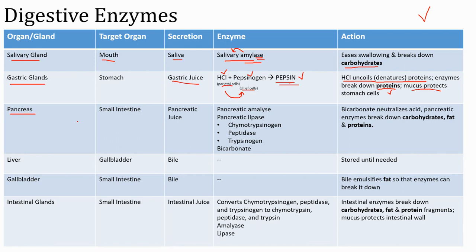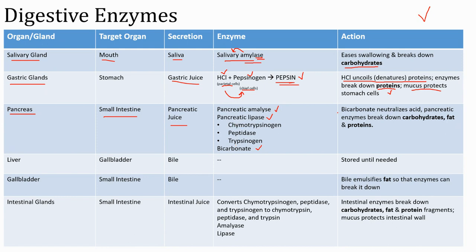Now, the pancreas has a lot going on. The target organ is the small intestine, where it puts its secretions. It's collectively known as pancreatic juice. What is involved in this pancreatic juice? You're going to have pancreatic amylase, so amylase is secreted again. Pancreatic lipase is an enzyme that breaks down lipids. Then bicarbonate. There is also chymotrypsin, peptidase, and trypsinogen. Those are the three that make that up.